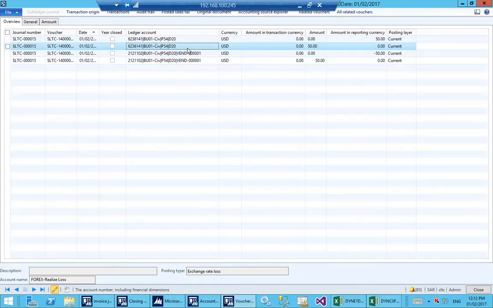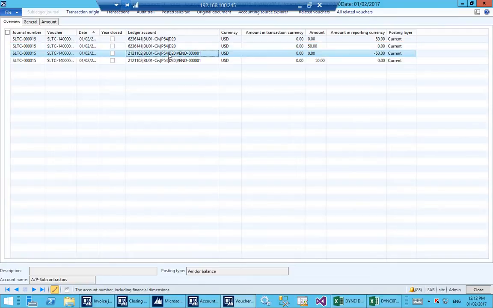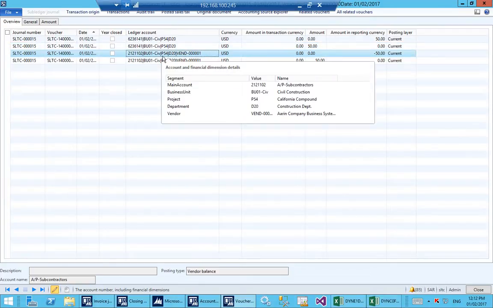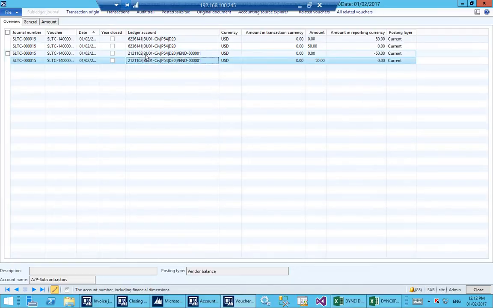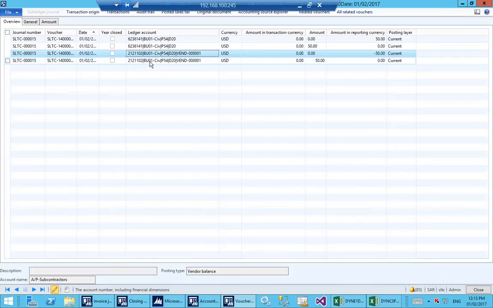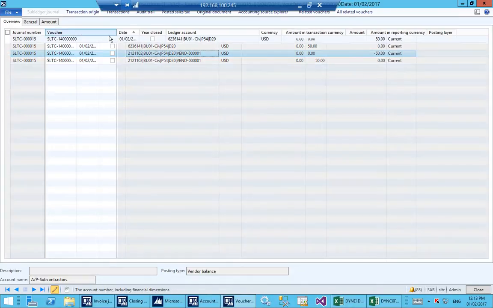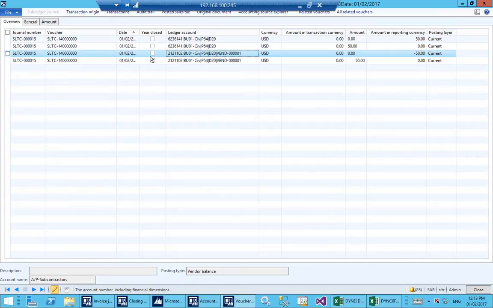Okay, just go down. There is also a debit. Go down, please. Vendor account, fourth line. Vendor balance is AP subcontractors. I'm lost actually. No, this is zero amount. This is credit. But I'm talking about the fourth line, you're talking about the third line. Go down, please, one more line. This is a different voucher.